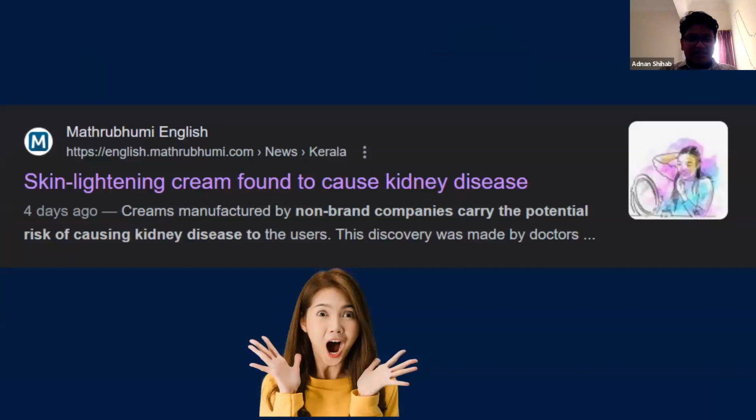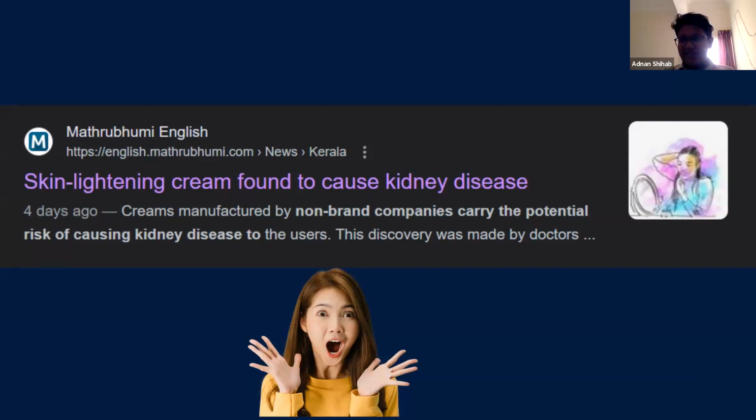So I will just read the study. Skin lightening cream found to cause kidney diseases. As you know, Indians, or we can say Asians, most of the people will go for discount, right? If you want a discount, more discount will be for non-brand companies and all, right?